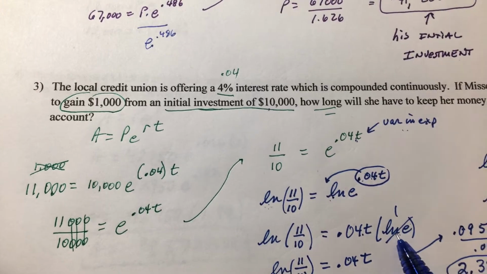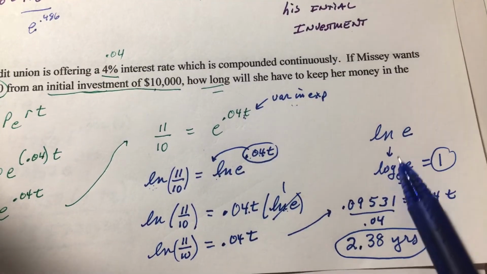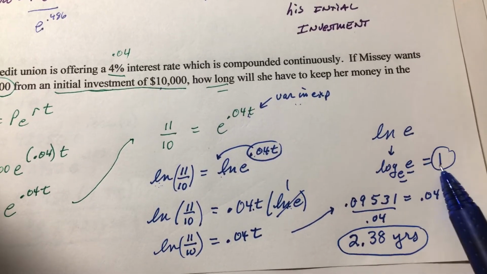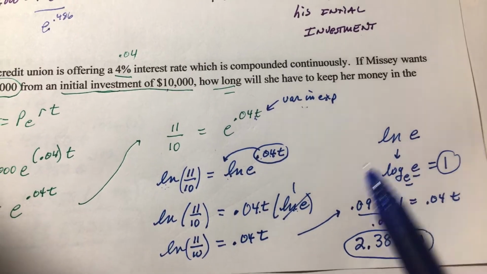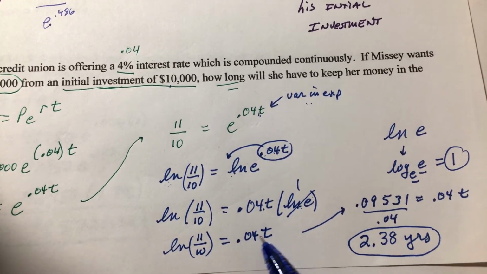Now here's why I did the natural log, ln: because it was an e. The natural log of e is the same as log base e of e, and when these two are the same, it's equal to 1. So the natural log of e is equal to 1, and I can just cross it off. Over here, all I have is 0.04t.